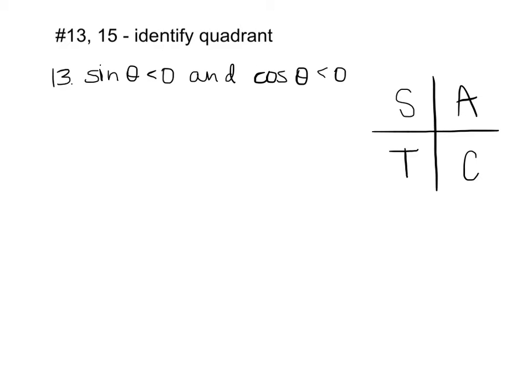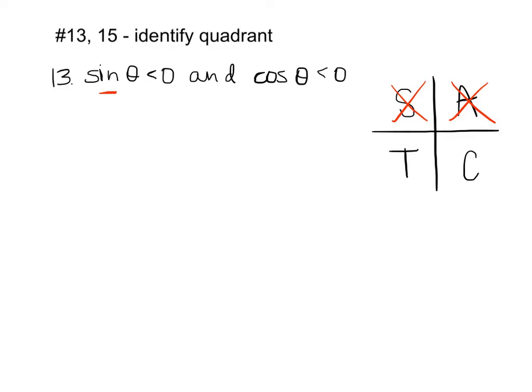Okay, so for number 13, you're given 2 facts. First off, that sine of theta is less than 0. So what I would do is just use process of elimination. If sine is less than 0, meaning that sine is negative, I know it can't be in the first quadrant because sine would be positive there, and it can't be in the second quadrant because sine would be positive there.